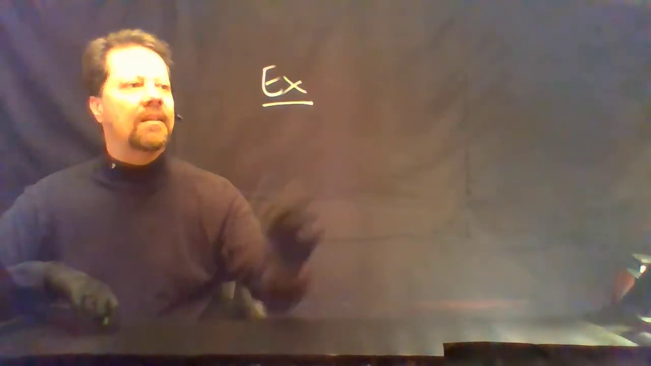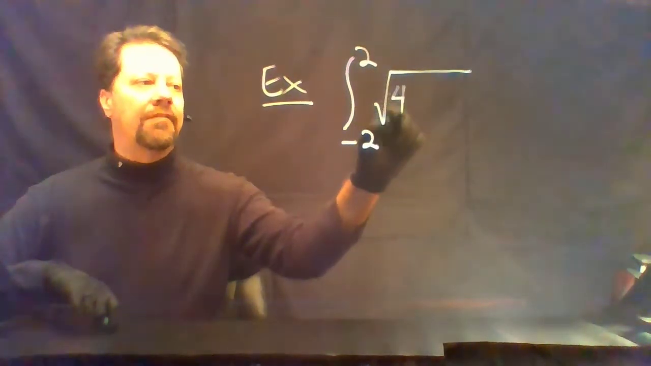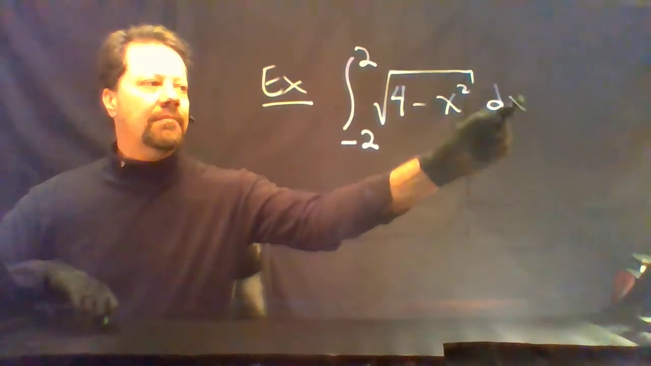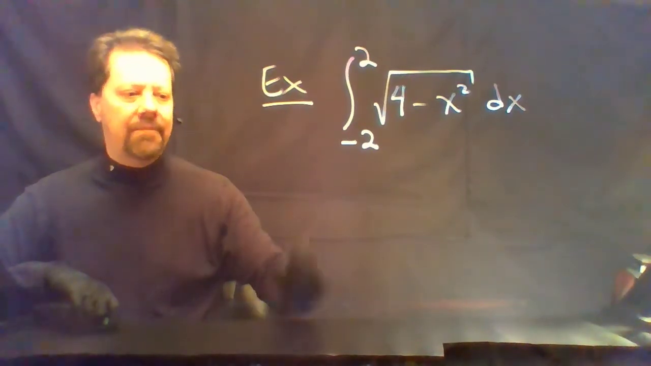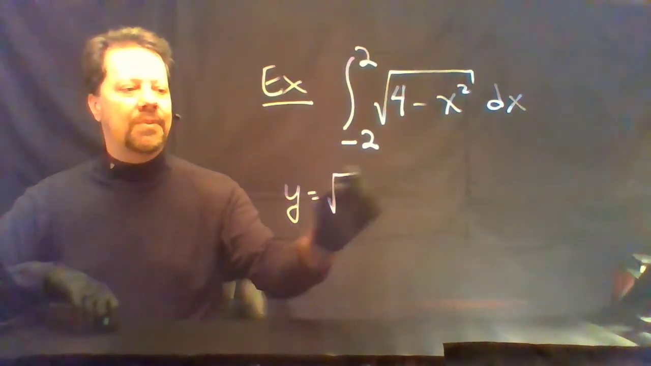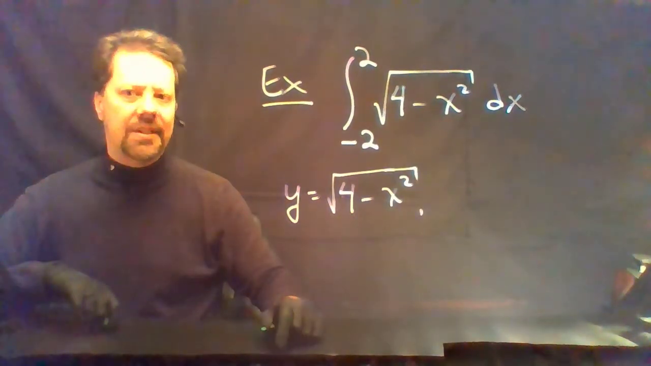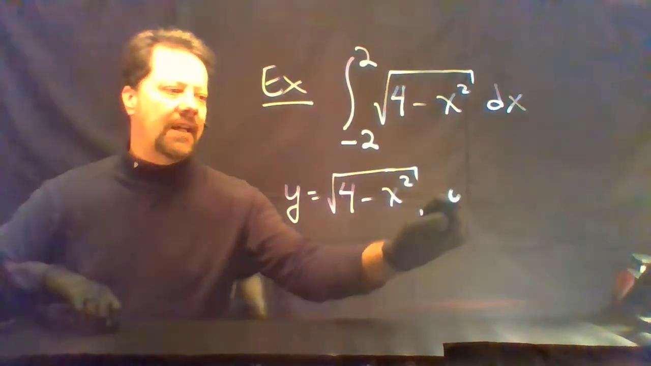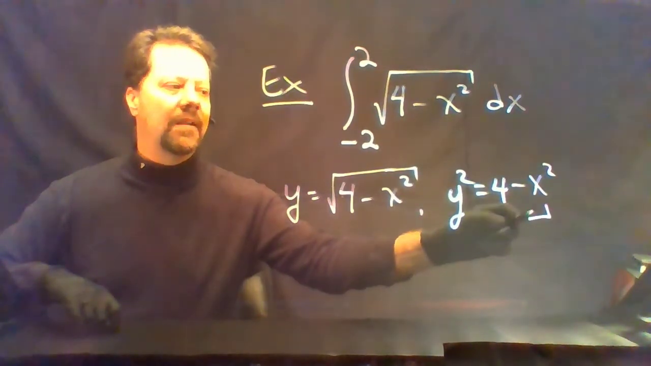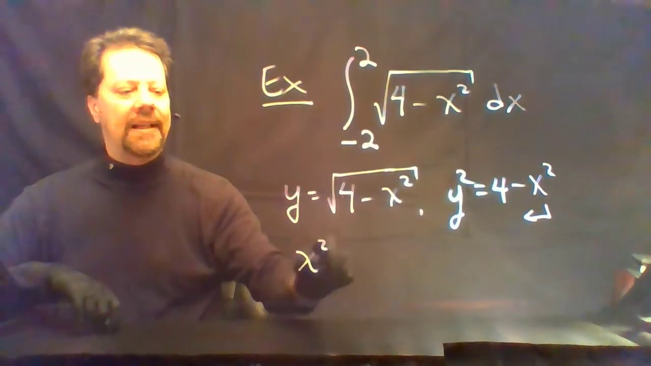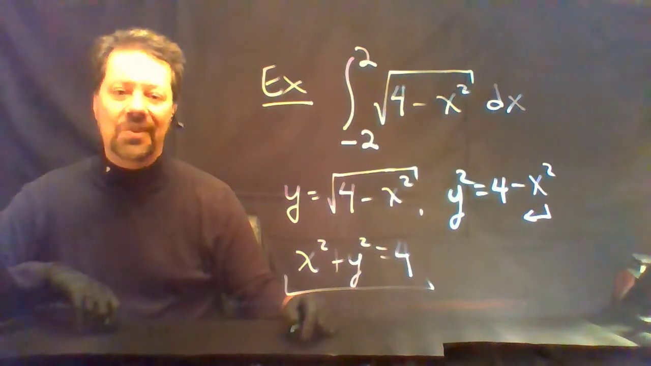Suppose, for instance, I'm integrating from -2 to 2 the square root of 4 minus x squared dx. Let's think about this geometrically. Suppose I have a curve y equals the square root of 4 minus x squared. What kind of curve is this? If you square both sides, you get y squared is 4 minus x squared. Moving x squared over, you get x squared plus y squared equals 4. That is a circle of radius 2.